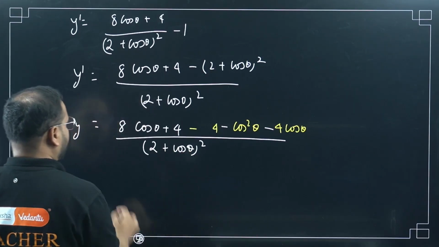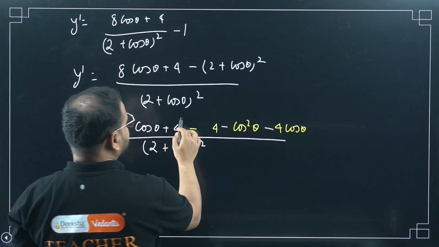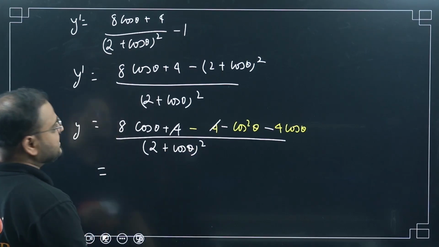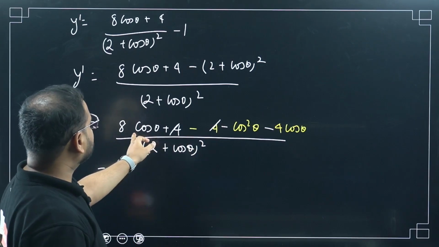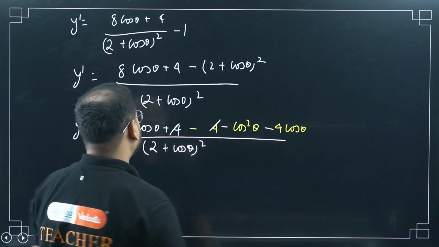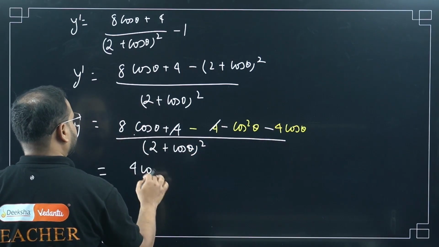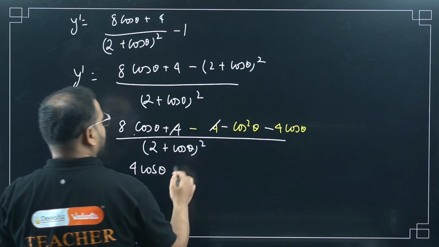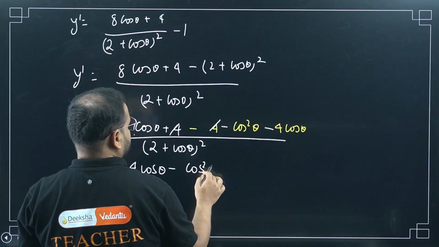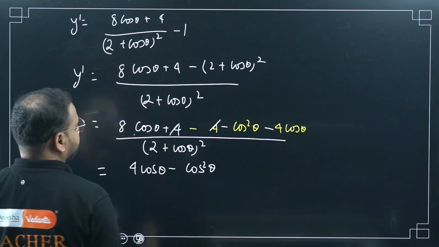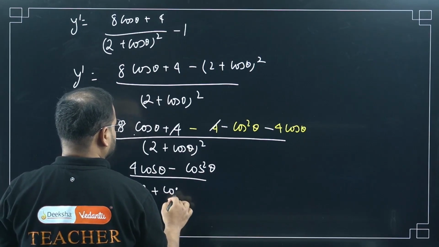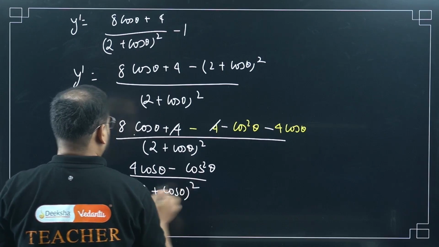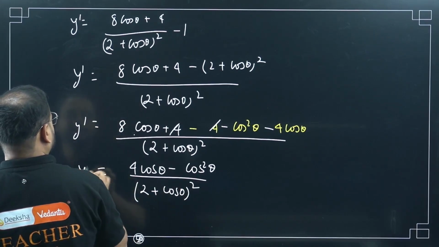Okay, what I'm gonna get? Please check. 4 minus 4 gone. Yes, 4 minus 4 is gone. Okay, now what is left now? 8 cos theta minus 4 cos theta. How much is that? 4 cos theta. Okay, and how much is this? Minus cos square theta. Minus cos square theta. Okay, upon 2 plus cos theta the whole square. Okay, this is my y dash.